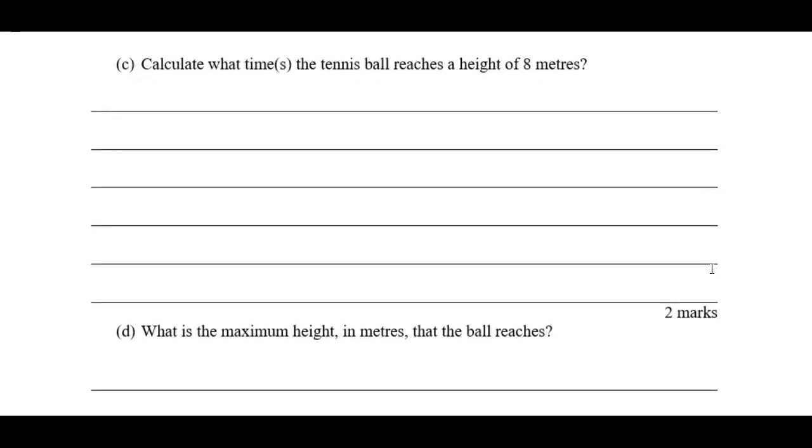Question C, calculate what time or times the tennis ball reaches a height of 8 meters, sorry. So H equals 8. Oh my gosh, it's late, girls, sorry. H equals 8, so our height is equal to 8. So just like before, we let H equal 0, this time it's going to be 8. And we're just solving for t again.